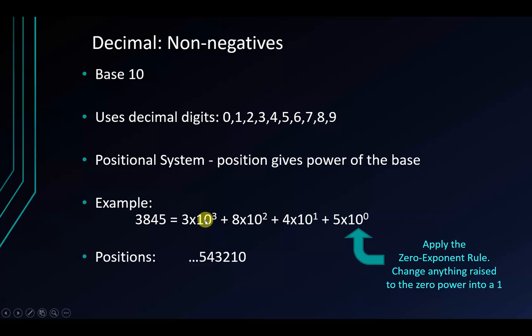As we go through this, we're going to be looking at your exponents. So keep in mind the zero exponent rule here, which is that anything raised to the 0 power is automatically changed into a 1. Therefore, 10 to the 0 becomes 1. 5 times 1 becomes 5.